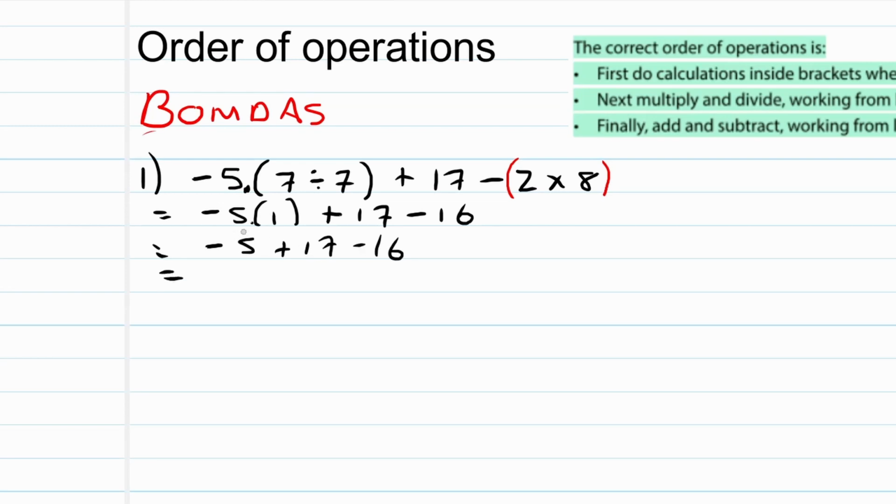Okay, so now we're just going to apply it from the left to the right. So -5 plus 17. So we start at -5 and we are adding, so we're moving to the right. So this will become a 12 minus 16, and 12 minus 16 is -4. So this is an example of how to apply the order of operations.